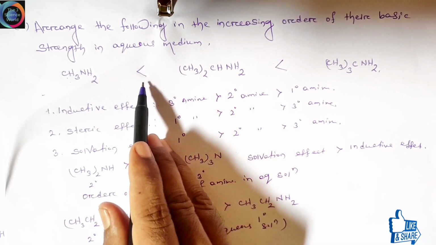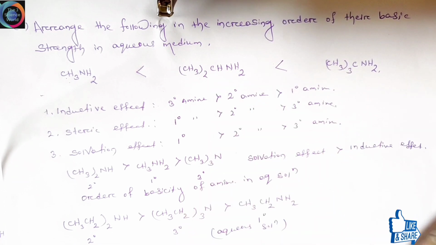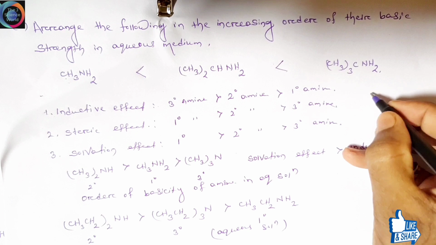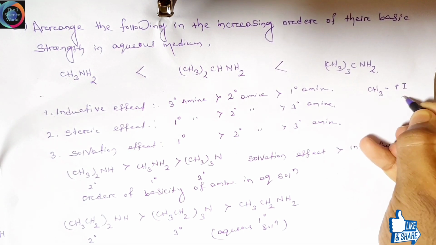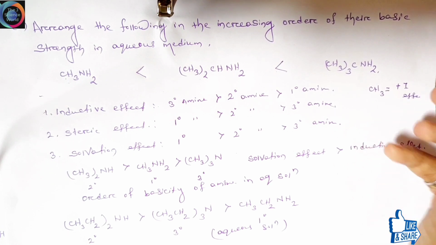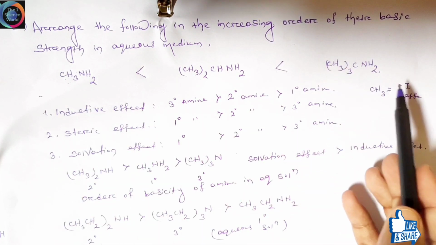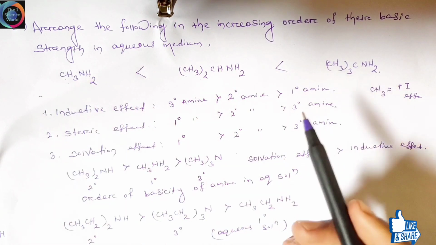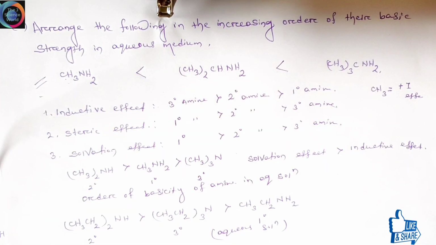So our resultant order is CH3NH2 is less basic as compared to CH3CH(CH3)NH2, which is less basic as compared to (CH3)3CNH2, because friends, CH3 has a plus I effect, which means it donates electrons. So this compound donates electrons more easily than this compound, then this compound. So this is our correct resultant order.